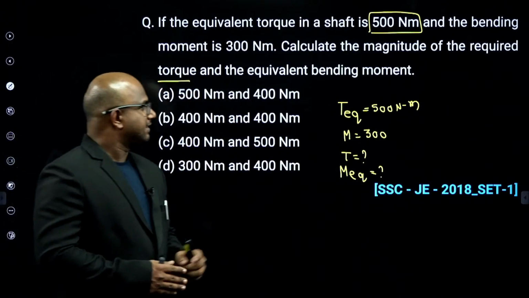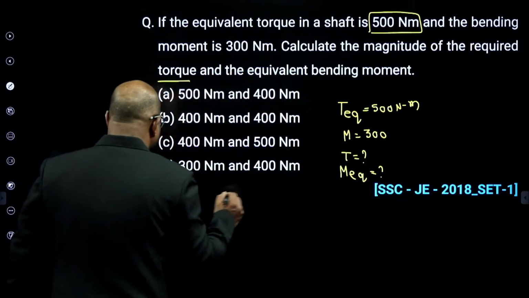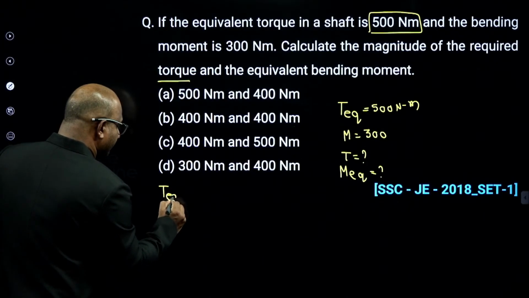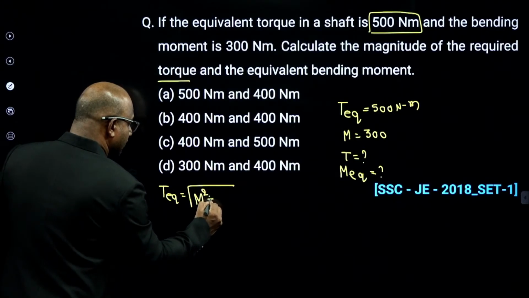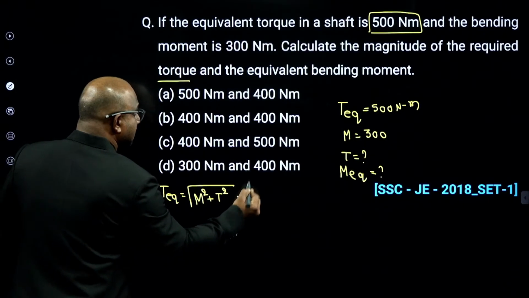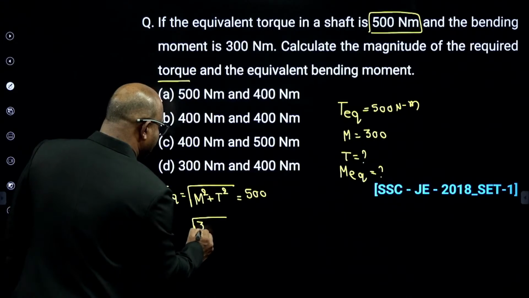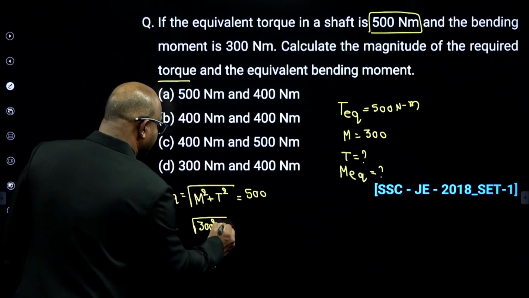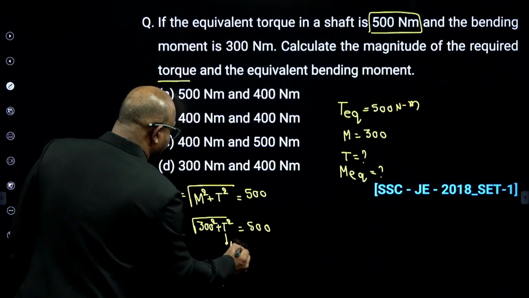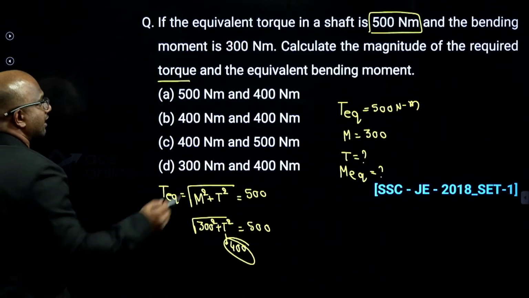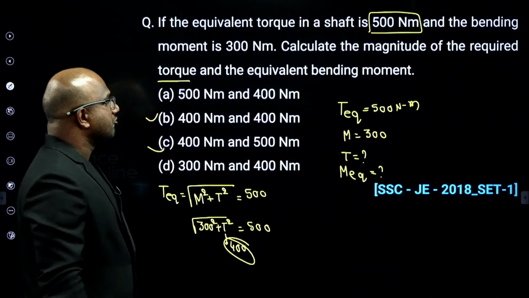Guys, observe carefully. Here T equivalent is given, and I want to find out T. You know the formula: T equivalent equals square root of M squared plus T squared. That is given as 500, and M is given as 300, so 300 squared plus T squared equals 500 squared. So T should be 400. But 400 is in both option B and option C. Now which one is the correct answer?